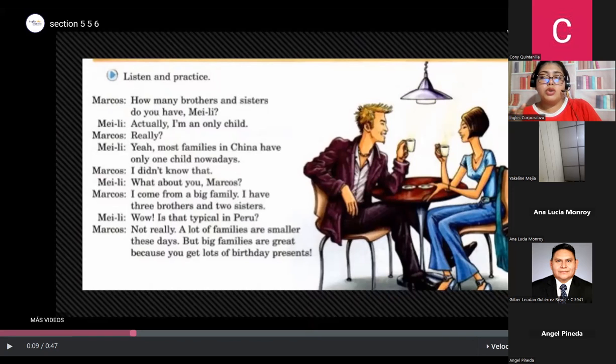Remember that this situation happens in China because they have this law, this rule that families can just have one child. But nowadays I think it is kind of different because you can choose if you want to have another child. But when we are talking about the tradition, that is the most representative thing that we can remember about China, that they can just have one child. So in this case, she is talking about that situation. I didn't know that, Marcos said.